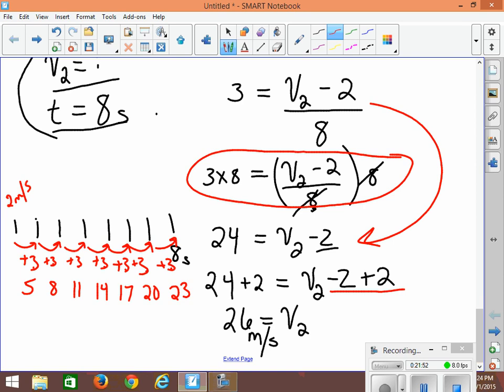Did I make an error? Oh, I know what I did. I forgot the other 3. We forgot the 0, because going from 0 to 1 second is also a second. So we need one more little spot right here, and that's where we would add another 3 and get to the 26. Right? So from 0 to 1, 1 to 2, 2 to 3, 3 to 4, 4 to 5, 5 to 6, 6 to 7, 7 to 8. That's right. So we lost that little guy at the start.